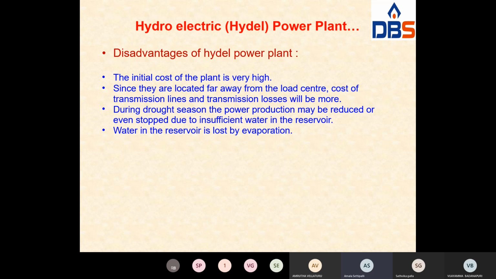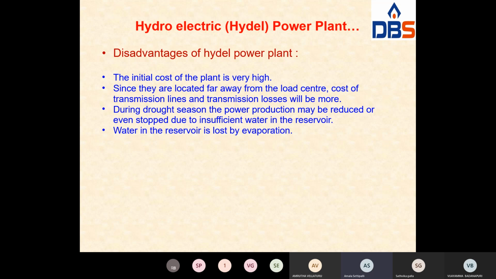Whenever electrical energy is generated in a hydroelectric power station, the load centers are nothing but the substations. These substations are very far away from the hydroelectrical power station. So the transmission lines cover a very long distance. Whenever the distance between the load centers and the hydroelectrical power plant increases, the cost of the transmission lines also increases. And whenever the transmission line length increases, the transmission losses are also more.